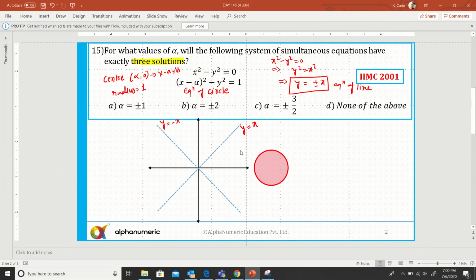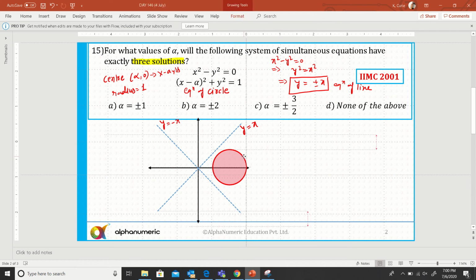Now, you can see this is the graph here. If this is a circle, like this one, you can see the center. Under this condition, what is the solution? There is no solution. We need to check where this circle cuts the lines y equal to plus or minus x, at how many points? Still there is no case.